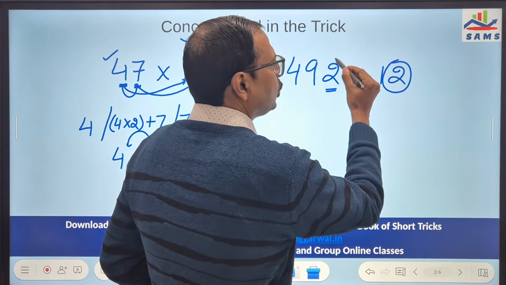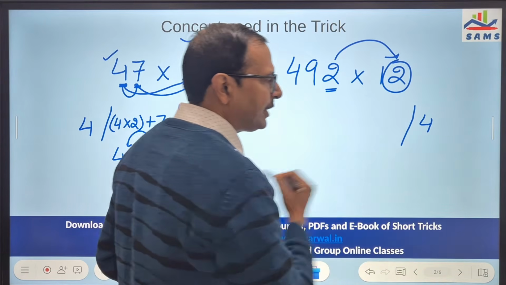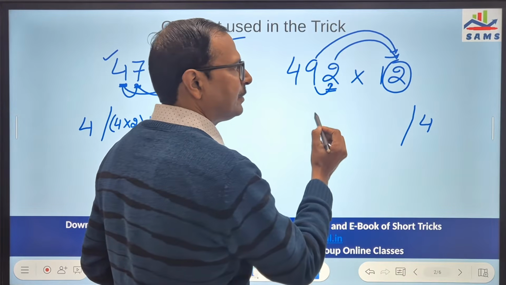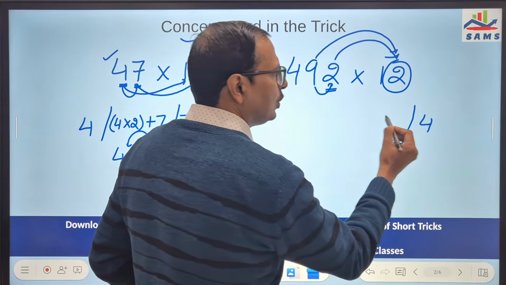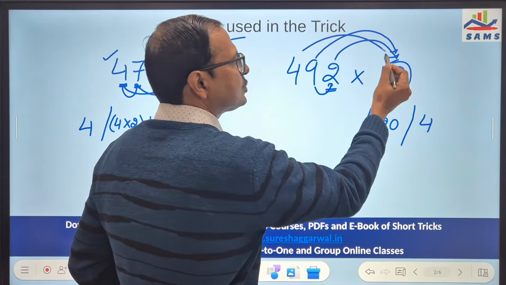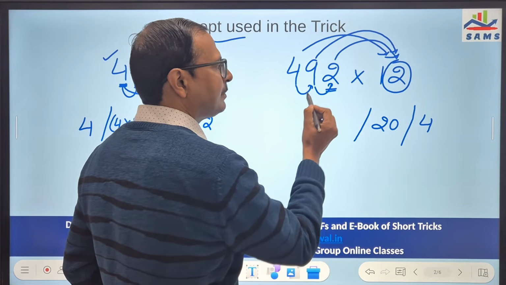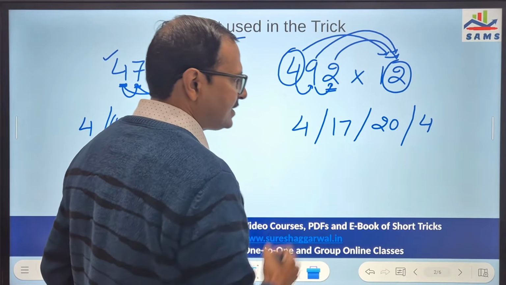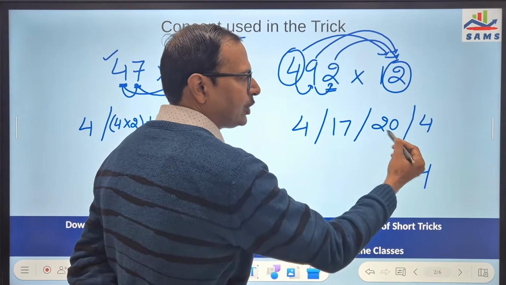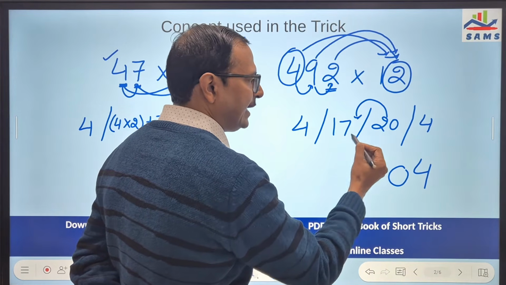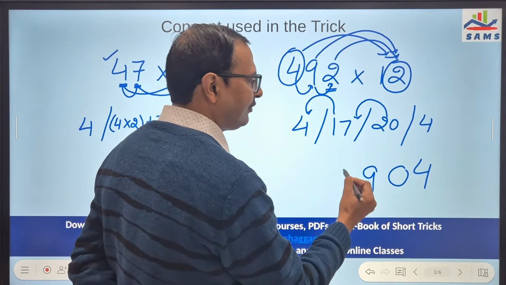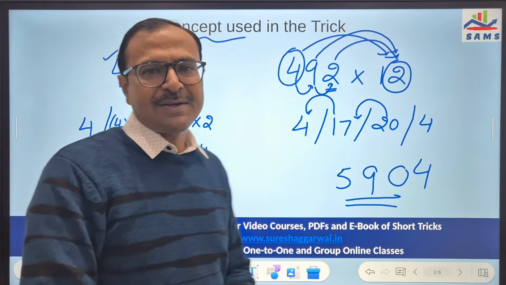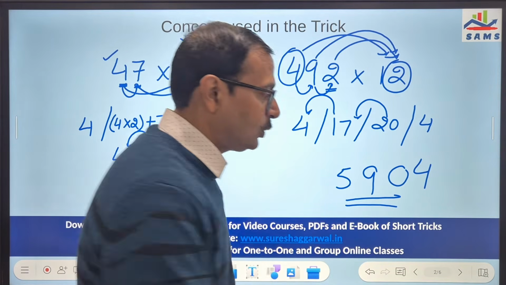How do we do it? 2 times 2 is 4, separate it out by a slash. 9 times 2 is 18, but add the next number 2. 18 plus 2, 20. 4 times 2 is 8, add the next number 9, 8 plus 9, 17, and finally write the first digit as it is, and then start writing 4. 20 means 0, 2 carry, 19, 9, 1 carry, 5. 5904 is the product. Now you can check, so many different questions can be solved using this method.